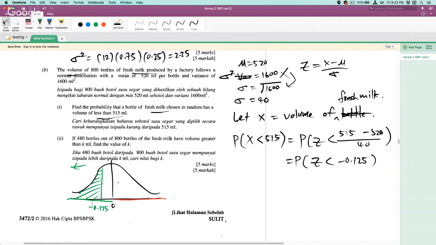Okay, because this graph is symmetrical, if I find 0.125 here, I know this red color area and the green color area are the same. So I always say whenever you see less than and negative at the same time, you can straight away change it into bigger than and the negative will be gone. Right? So if you have a bigger Z value with no negative, you can find it in the Z value table straight away. So you do 0.125.